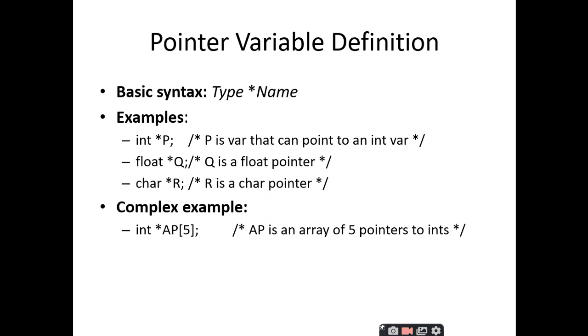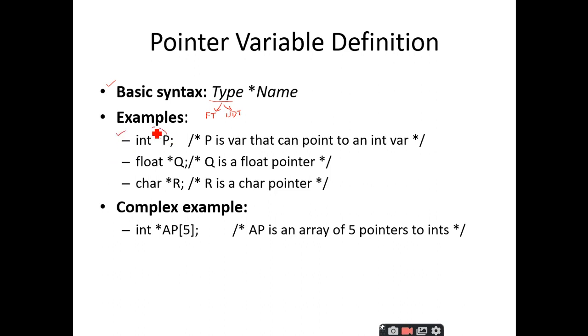Coming to the syntax part, the generalized syntax for declaring a pointer starts with a type, followed by a space, followed by a star and then the variable name. This type can be a fundamental data type or a user-defined data type also. Some examples are int star p.